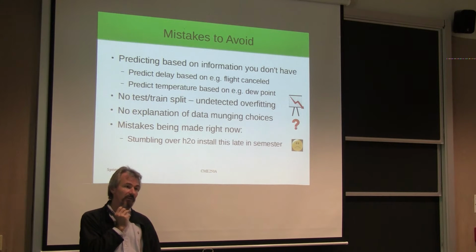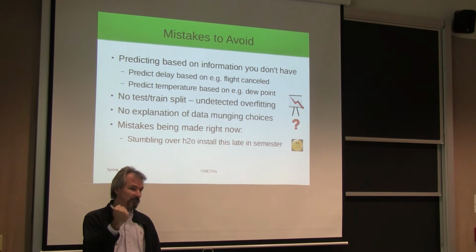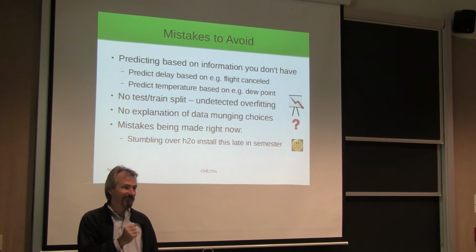So if tonight you run home and you get all happy and go at it big time and you solve it all, you make a prediction for next week. If your prediction includes flight cancel delay for next week, you don't have that data. You can't make that prediction. So you have to build a model that doesn't do that.